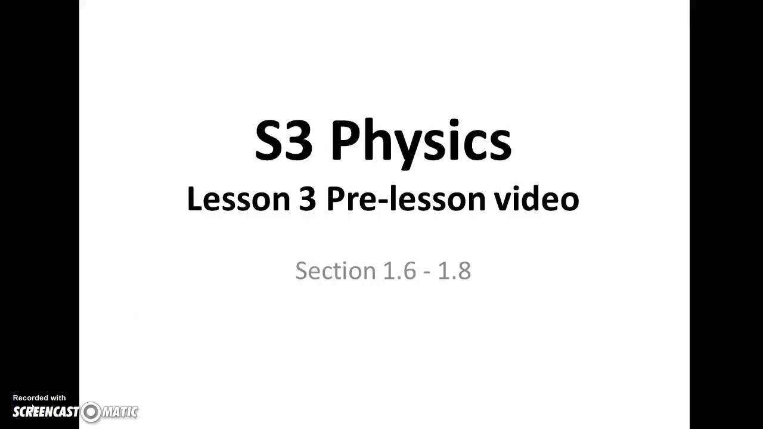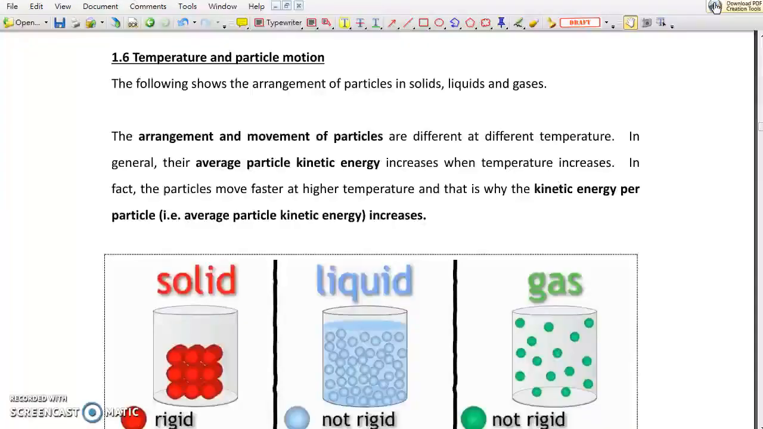Lesson 3, Section 1.6 to 1.8. 1.6. Temperature and particle motion. According to kinetic theory, all matters consist of particles, and these particles are in constant motion. They are moving all the time. The average particle kinetic energy increases when temperature increases.